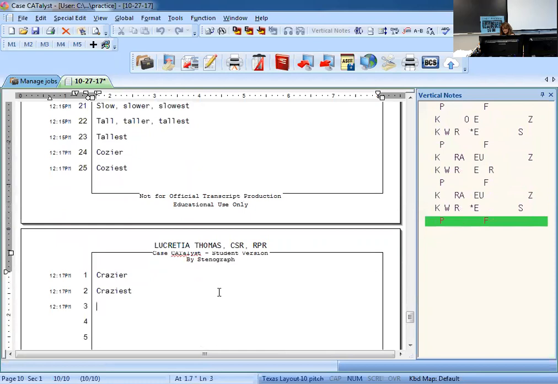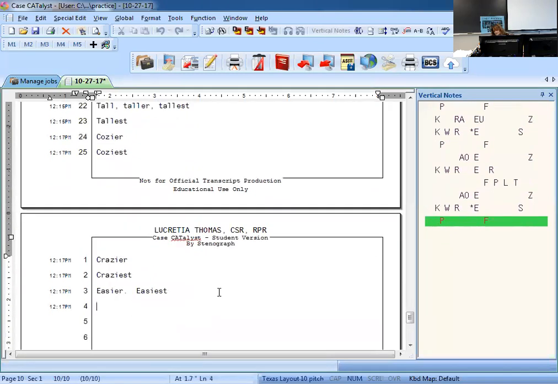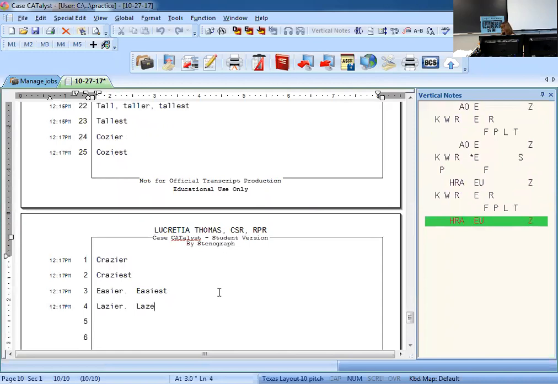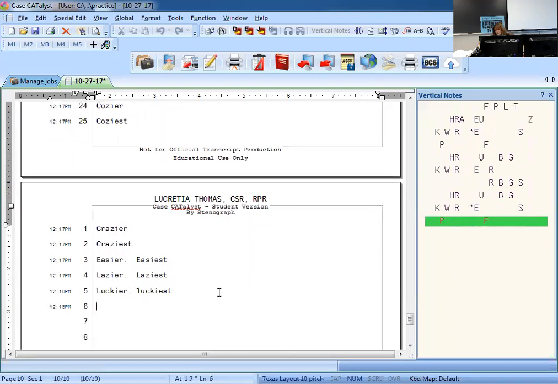Easier is easier. Easiest, Y-E-S asterisk. Okay? We've got lazier, and then you have laziest. Okay? The Y takes the place of the I. Luckier, luckiest. Read everything to yourselves, okay? Going on, page 105.